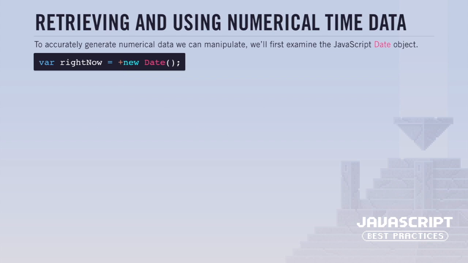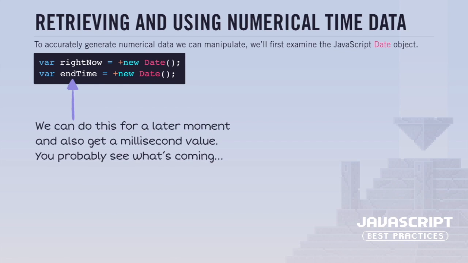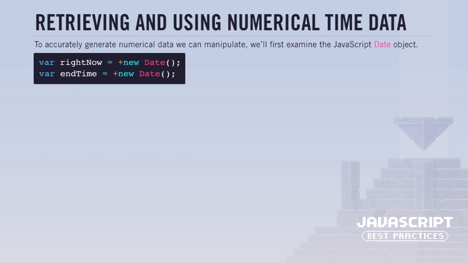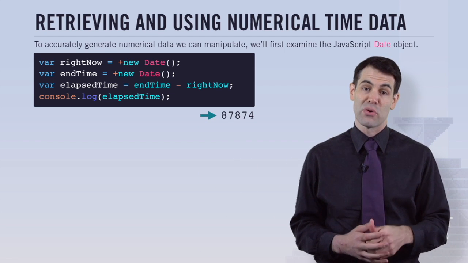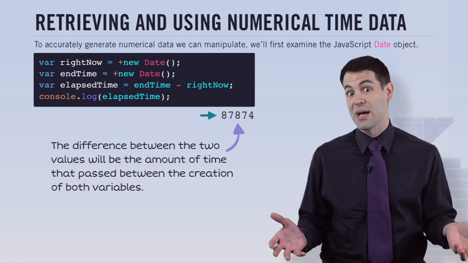So moving forward, we can even declare an end time, a new time, on a new date object using that same plus new date syntax. We're going to get a millisecond value for that particular time, and now you can probably see what's coming and how we're going to use this. We'll declare a new variable called elapsed time, and we set it equal to end time minus RightNow. And what does that give us? That gives us the amount of time that elapsed between when we first declared our first date object and our final date object. Cool, so now we know how to generate date objects that will hand us data that we can manipulate for time, and that will let us see how much time has passed between two events in code.